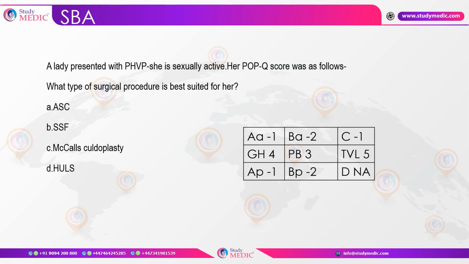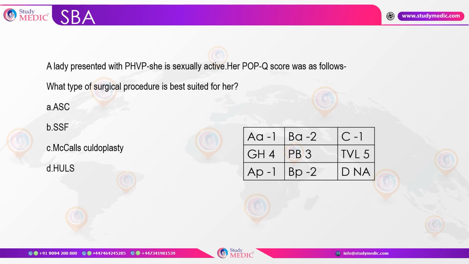Let us see a few questions. So a lady has presented with a post-hysterectomy walled prolapse. She is sexually active and her POPQ score is as follows. So A sub A is -1. That means she has some degree of anterior vaginal wall prolapse. B sub A is -2. Again, she has some degree because this is supposed to be -3. Point C is -1. Okay. Point C should be the total vaginal length -2. Point C -1 indicates that the vaginal cuff has really moved down too much.